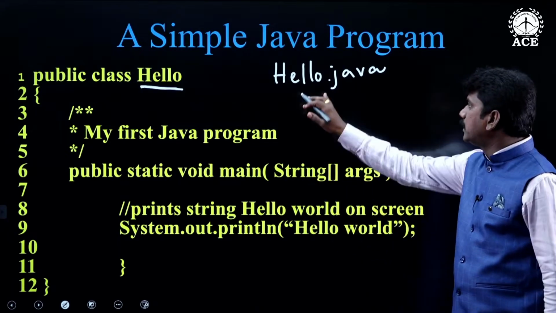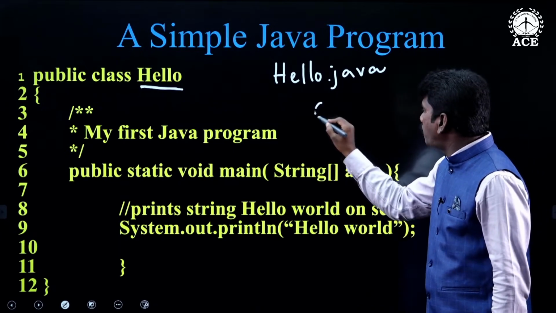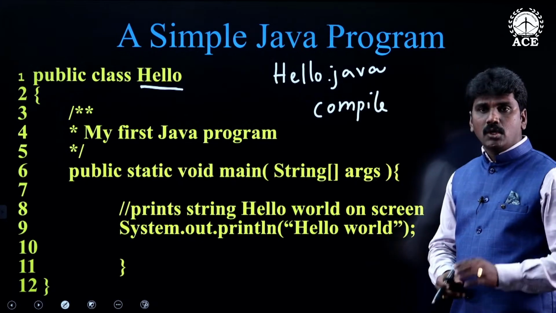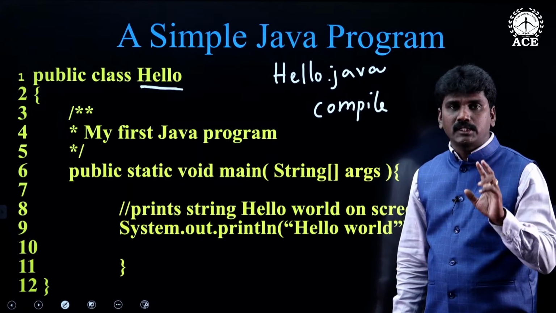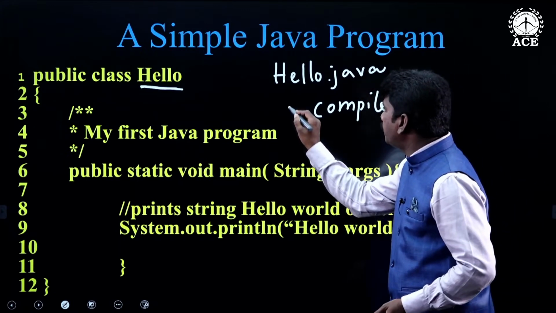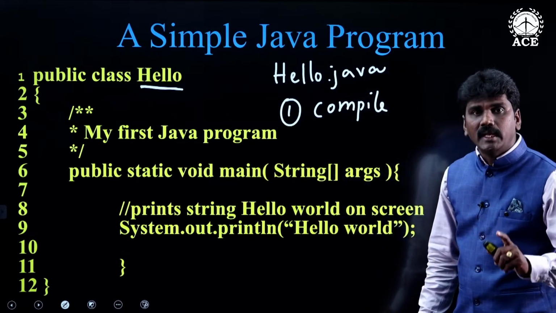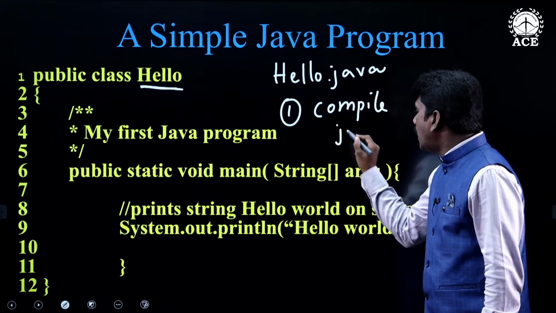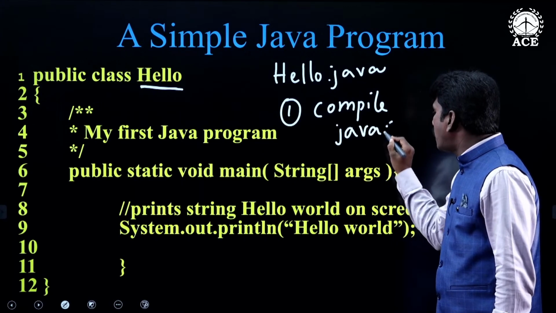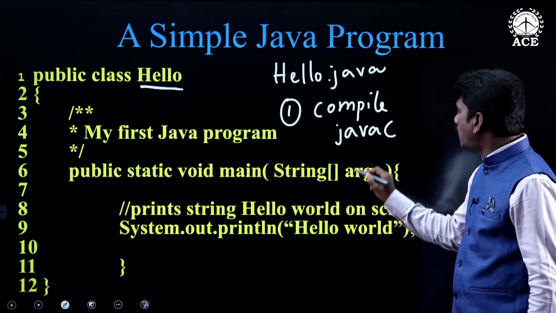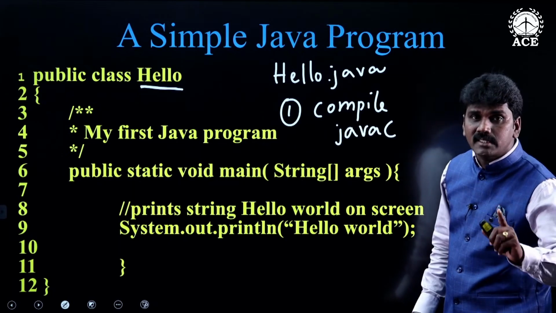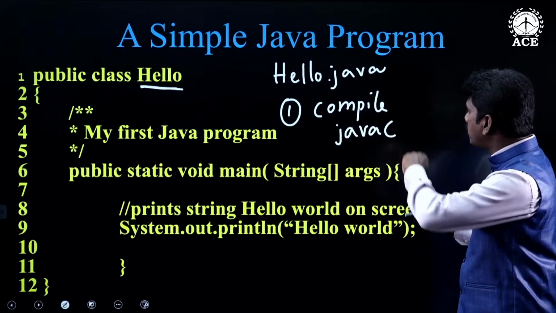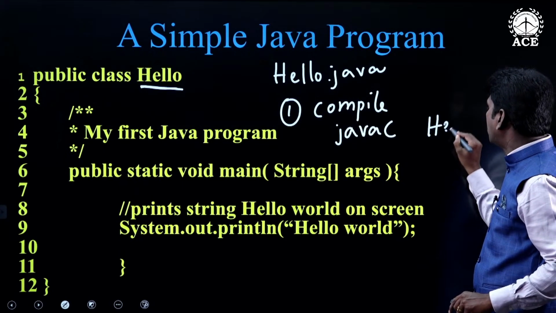Whenever we have saved it as hello.java, the first thing we have to do is compile the Java program. To execute the Java program, first we have to do the compilation. Let us understand how to compile the Java program. Here we have to use the command javac. For compilation, javac is the command, and after that, our file name, hello.java, we have to mention.